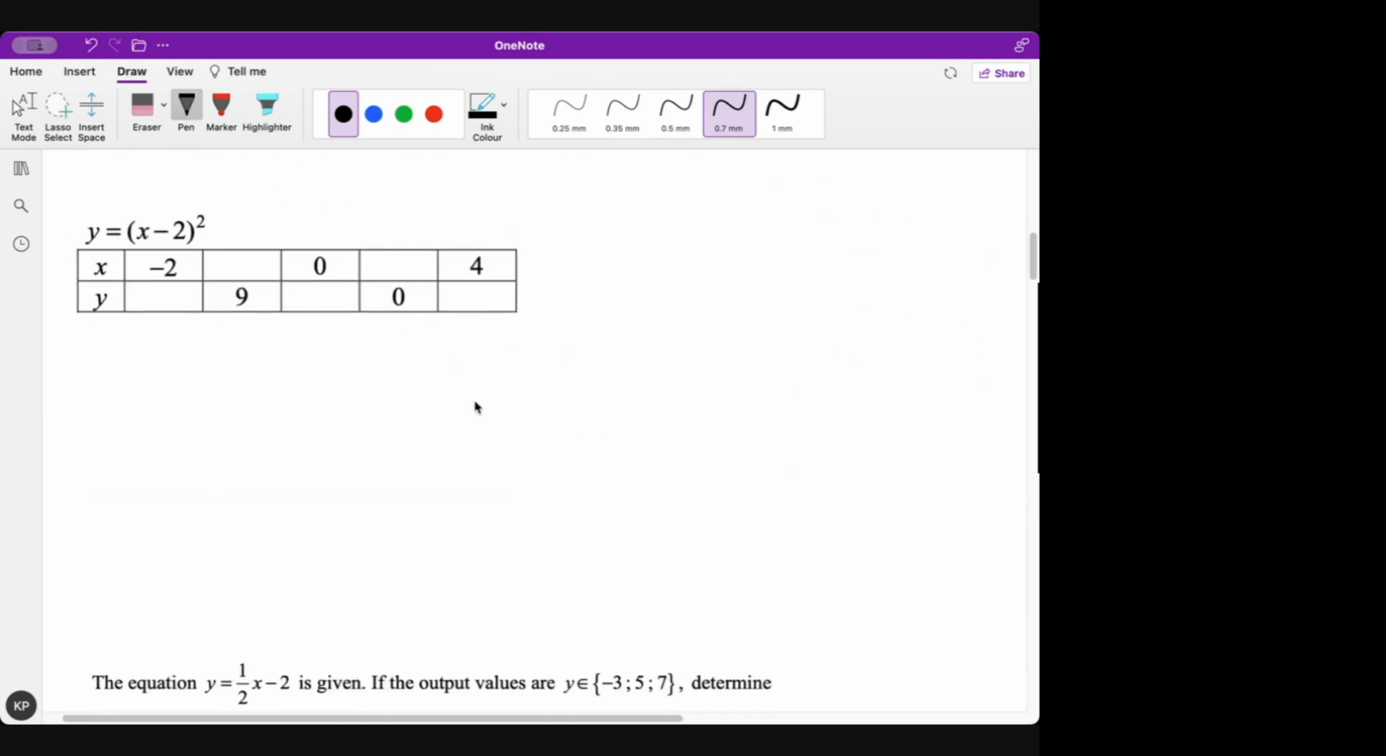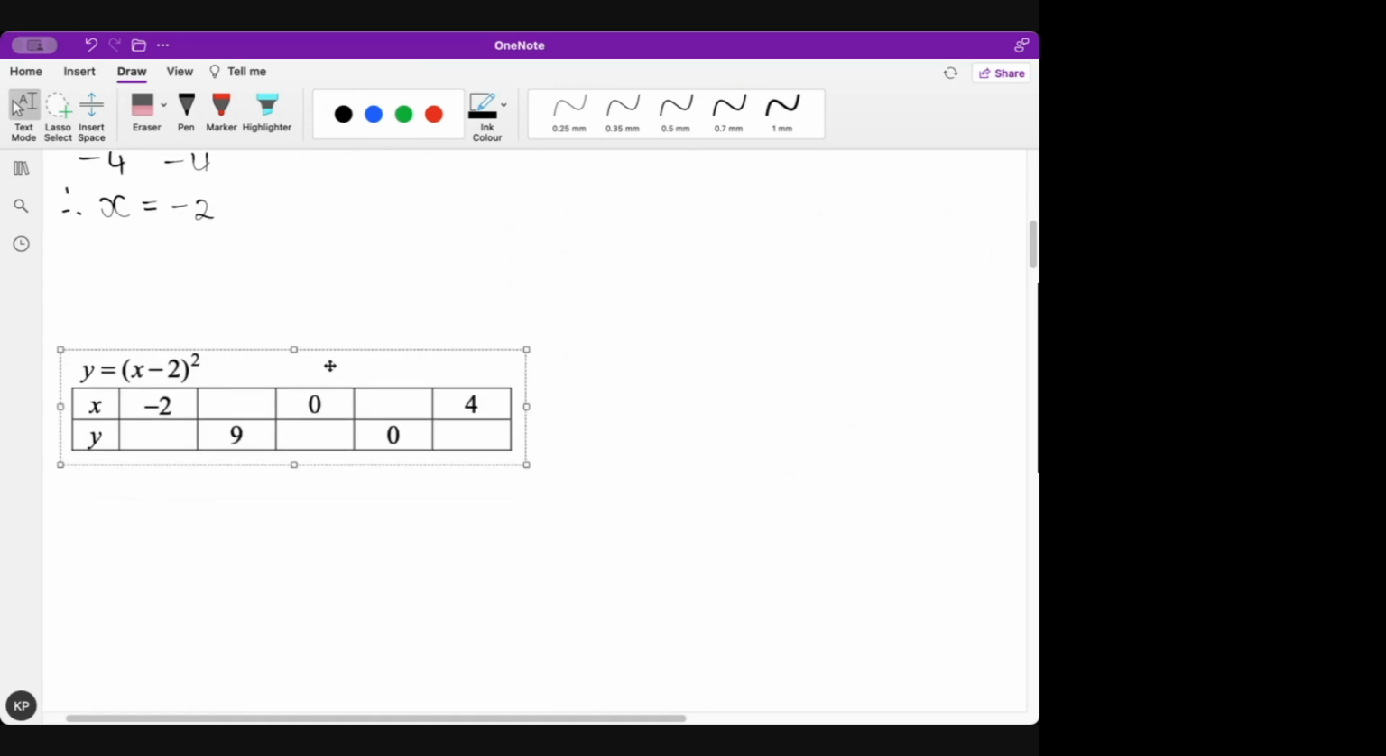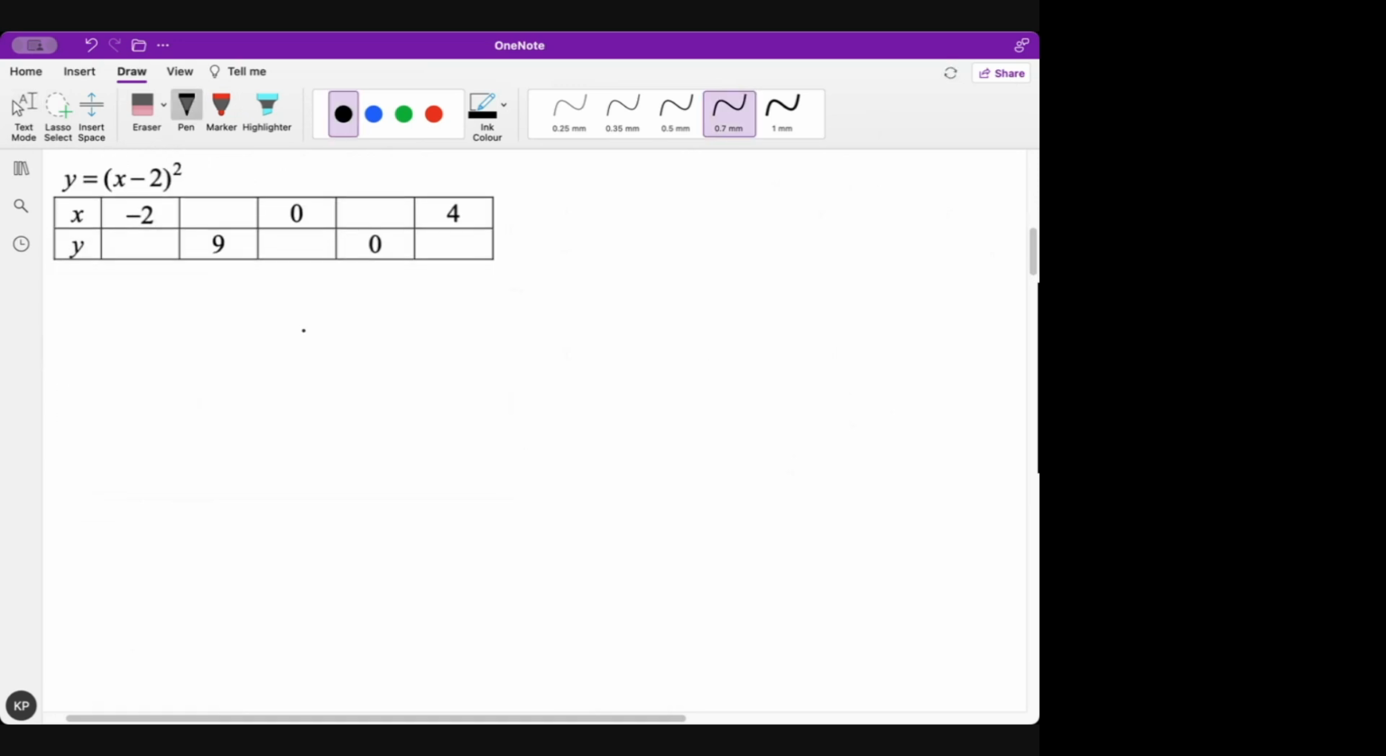Okay, here's my second set of ordered pairs. Okay, once again, we have our x and y values. Fastest fingers first. Let's see who's going to get to my answers first. The first one: y is equal to negative 2 minus 2 squared.